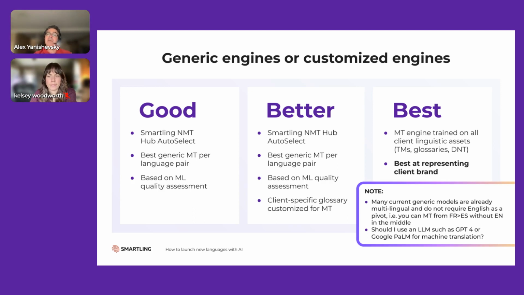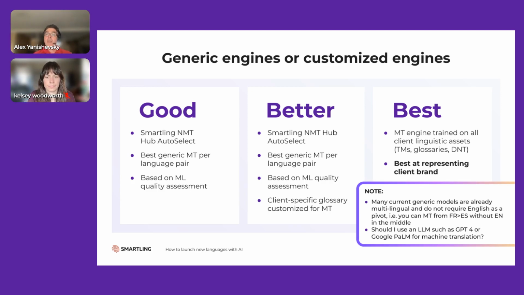your client specific glossary. So for example, think of the word check, where if I'm a financial company, check as a financial instrument is very different than the word check in your common parlance, where I would say, hey, check to make sure that the lights are on, right? So this begins to give you more relevant output. And really, the best output is if you're able to train or customize an engine with all of your assets, meaning your translation memories, your glossaries, your do not translate lists, right? This is the best at representing the brand.